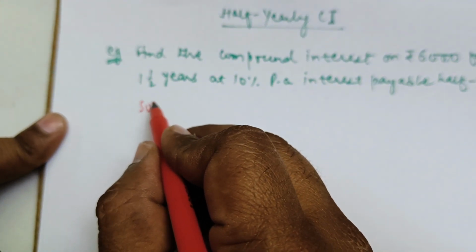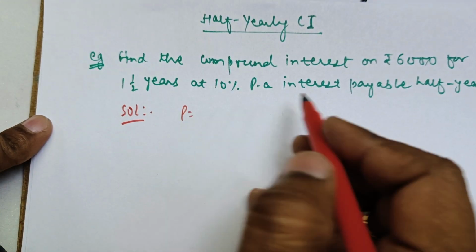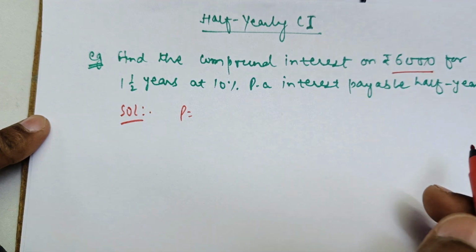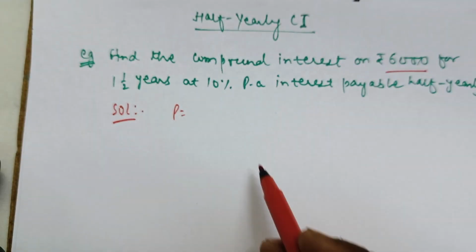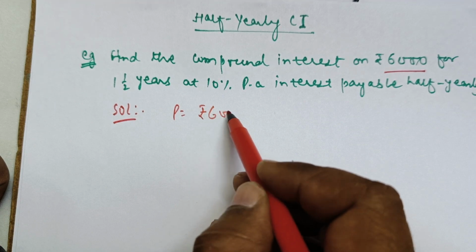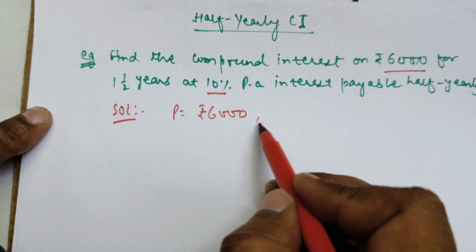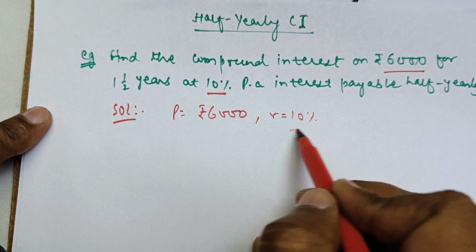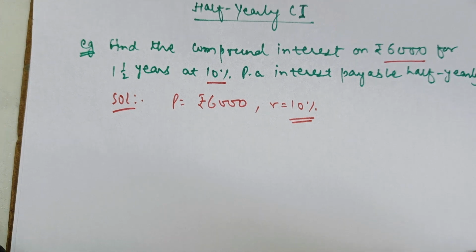Let's see. In this question, first of all, we'll write the principal. The principal is the sum which we borrowed or which we lent out. So it is rupees 6,000. Now what is the rate? The rate is given as 10%. It is a per annum rate, so we'll take it as 10%.